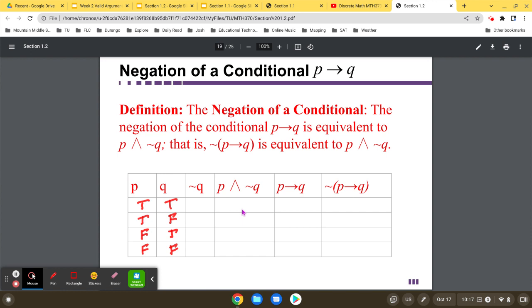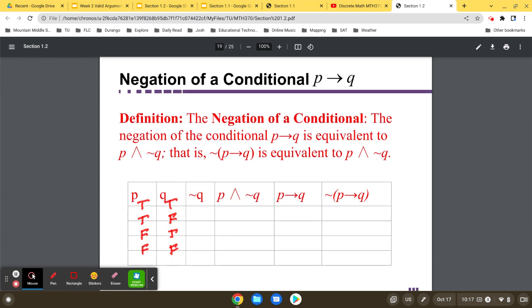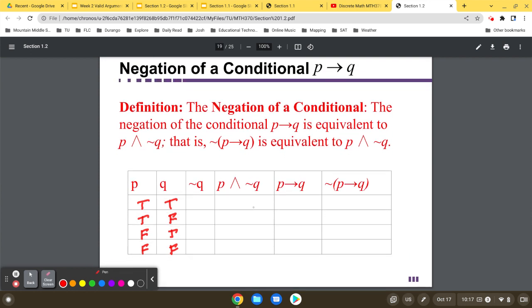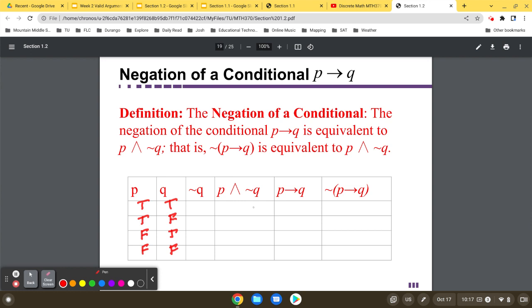So we negate the Q, that gives us false. Oops, sorry about that. We negate the Q, that gives us false, false. Oh my God. Sorry. Clear selection. I have a new tablet coming, so this will hopefully help with my video recordings. So true, true, false, false, true, false, true, false.